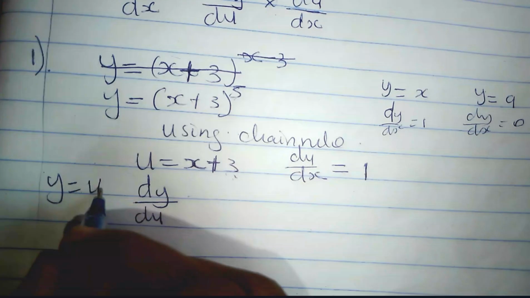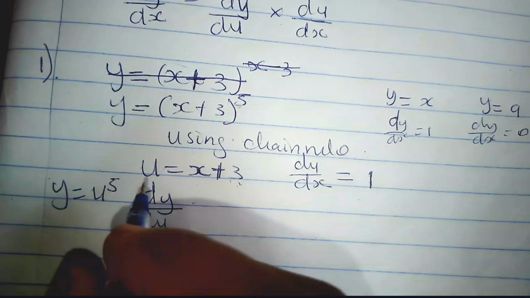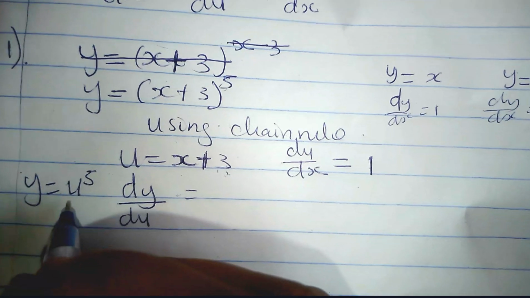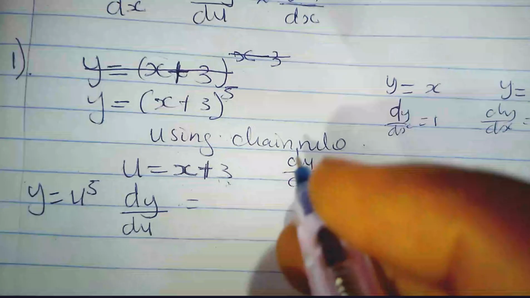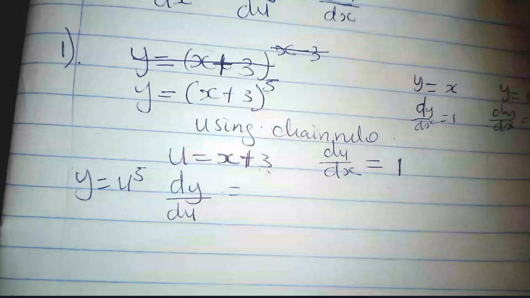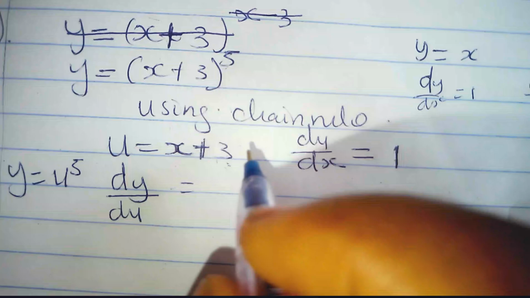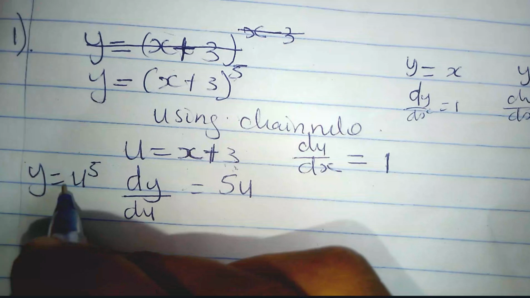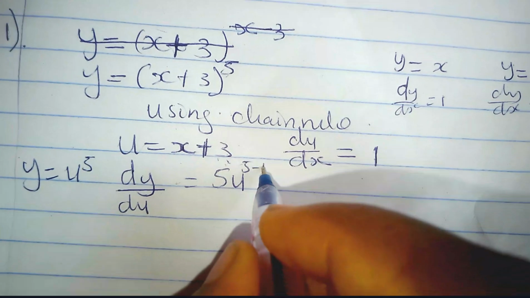You know that y is equal to u raised to power 5. If that's the case, dy/du: differentiate this. We're also going to differentiate this with respect to u. Differentiating this, we're going to have 5 times u raised to power 5 minus 1.